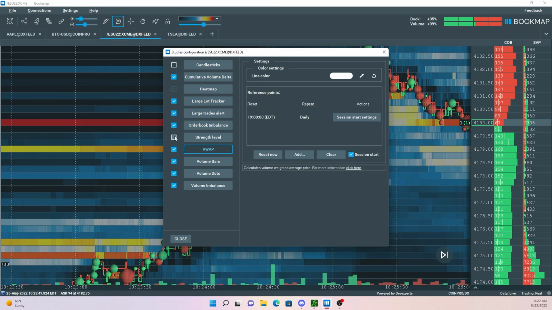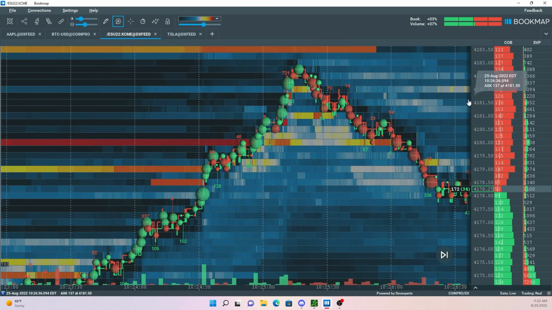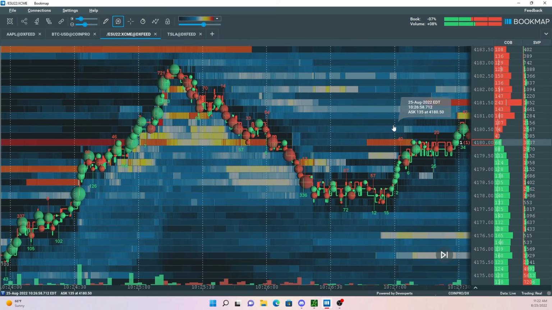And on Bookmap, you can also add a bunch of different indicators. I haven't updated it yet, but I have a lot more indicators that I can show you guys. But anyways, as you can see, there's a bunch of other stuff on here. You can put on VWAP, and so on and so forth.